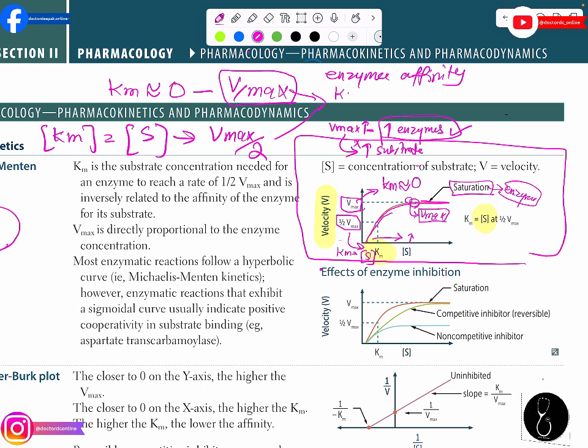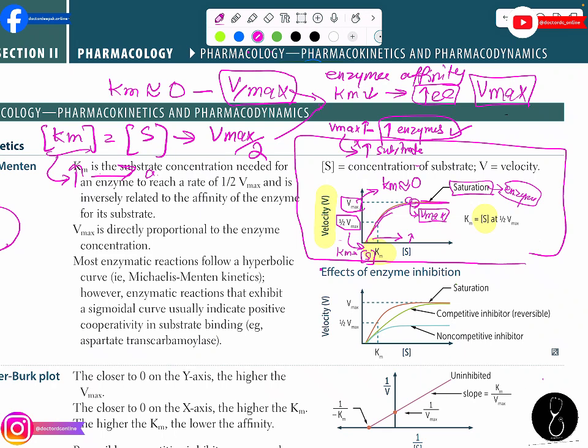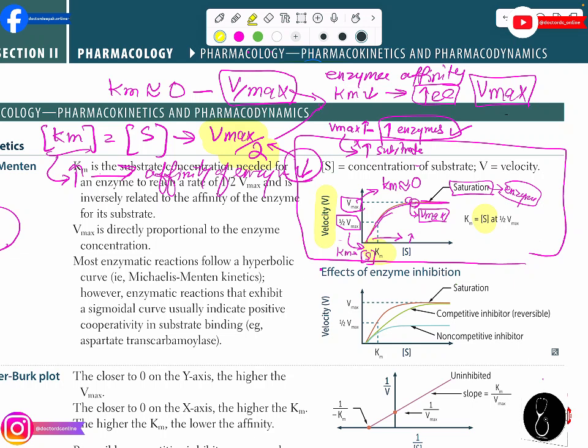If the Km is very low, then enzyme affinity will increase. Therefore, you are getting maximum velocity. If the Km is high, then the affinity of the enzyme will be decreased, because we already know the velocity is decreased. Okay, it is Vmax half. If the affinity is high, you will get the maximum velocity. If the affinity is low, then you are getting less velocity.